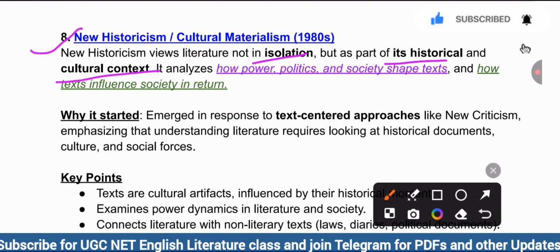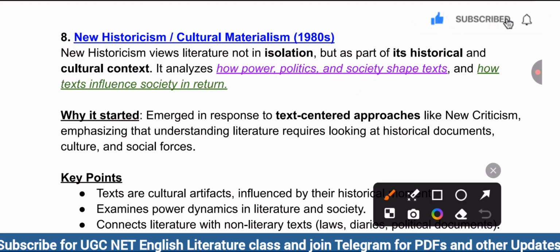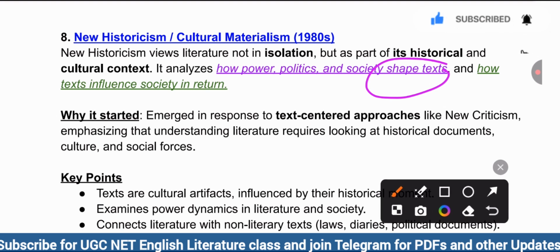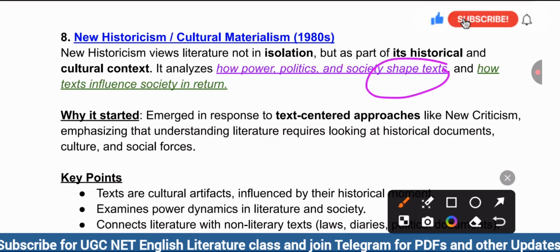It analyzes how power, politics, and society shape text and how text influences society in return. It highlights how power, politics, and society first shape text, in the sense that we somehow depict our society in the work, right? Like when we go to the Elizabethan era, the Renaissance age, the neoclassical age, everybody was depicting it, or the modernist age specifically, or the postmodernist age. All the writers were talking about the people's mentality, the people's condition, the society, the culture that was prevailing during that specific time.